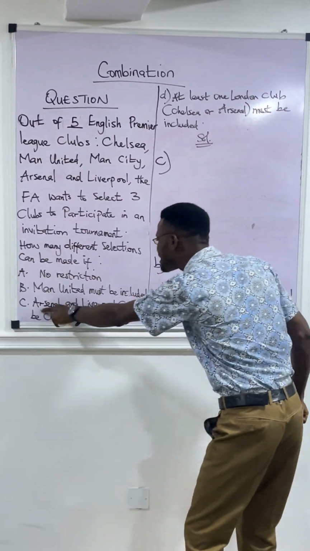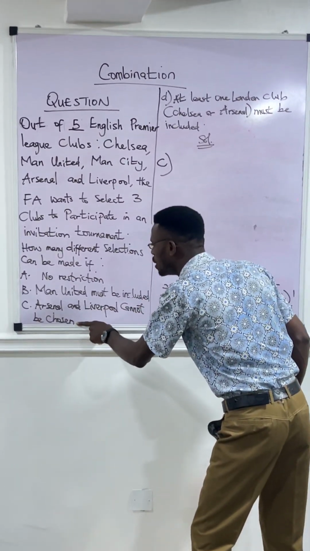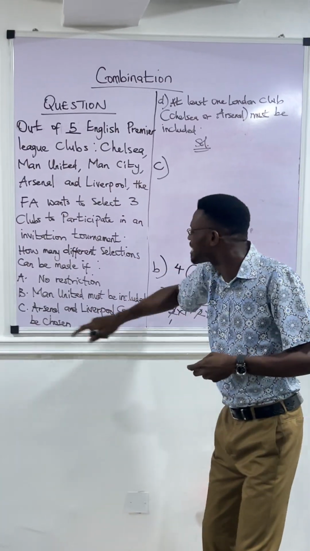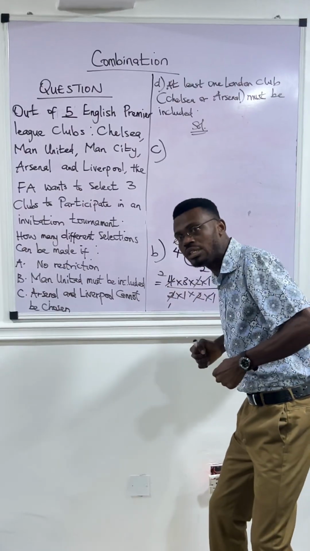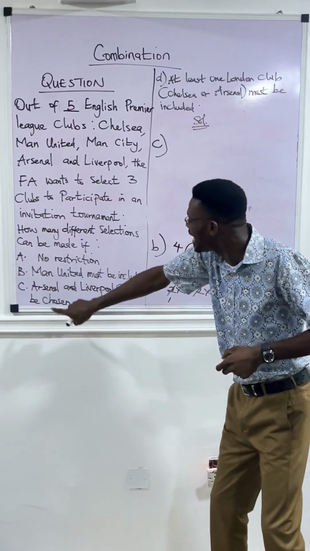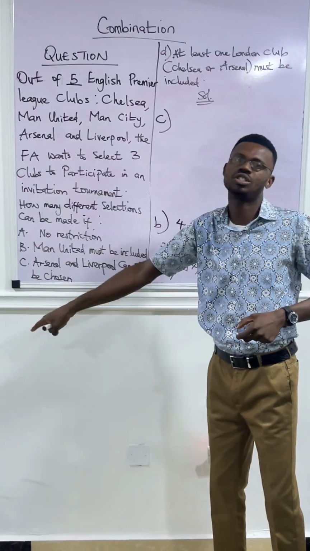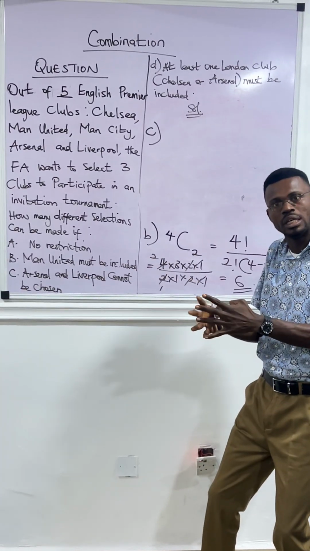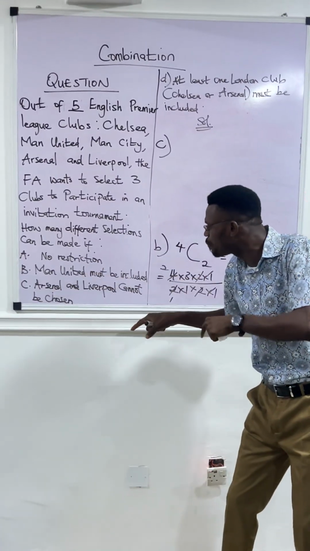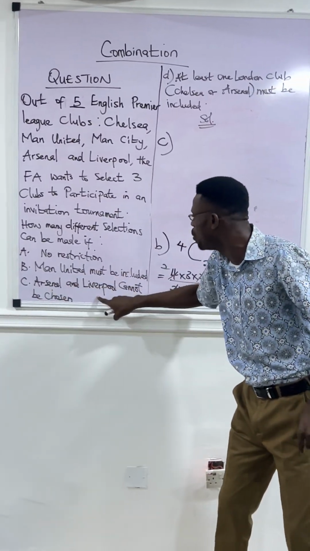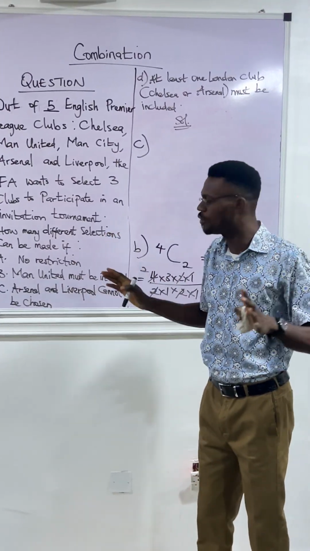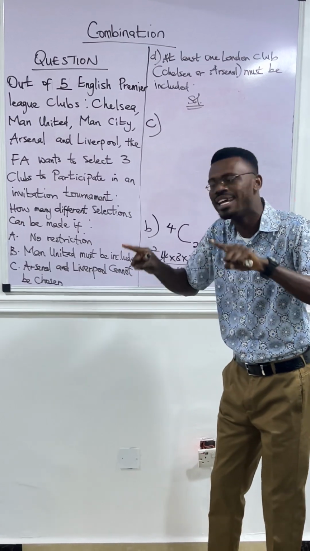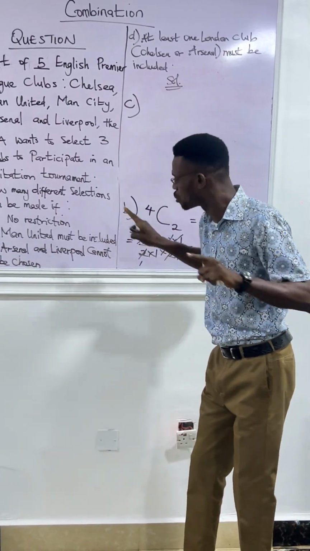Now, if we are told that Arsenal and Liverpool cannot be chosen, I already know the total. It therefore means that the total minus Arsenal and Liverpool must be chosen will give me Arsenal and Liverpool cannot be chosen. So if I know the total and I know Arsenal and Liverpool choosing, if I subtract Arsenal and Liverpool choosing from the total, it will give me Arsenal and Liverpool cannot be chosen. This is the logic for solving such questions. So to get Arsenal and Liverpool cannot be chosen, I have to first get Arsenal and Liverpool chosen.